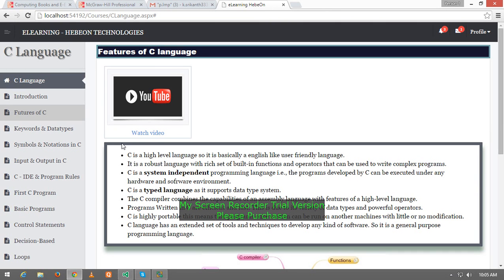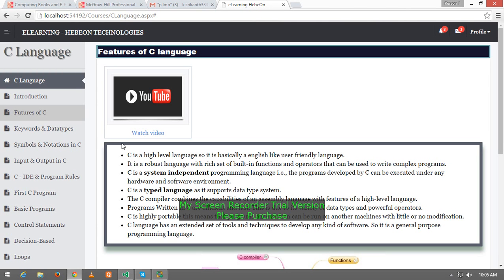And the next feature is C is a system independent programming language. Means the programs that are developed by C can be executed under any hardware and software environment wherein we can run a code that contains zeros and ones. Then C is a typed language because C supports data type system. We'll get to know the concept of data type in our later page.